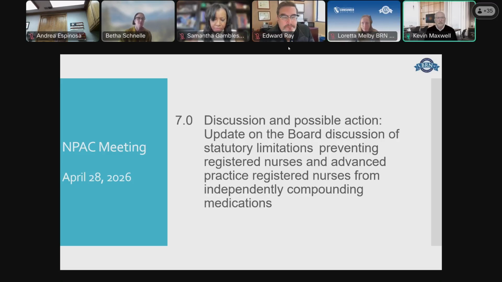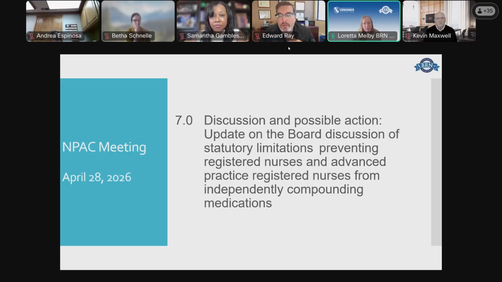So legislatively, would they have to change just the BRN scope? Or would the pharmacy board also have to acquiesce and allow us to have the ability to compound? There would probably have to be some multi-level attention to this. I'm not an expert at that because I know our law. I don't know the other laws in and out. But it would probably have to be something similar to what the Med Board has done to allow for that.